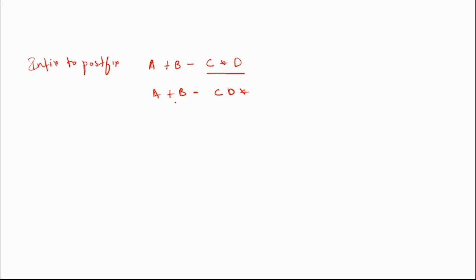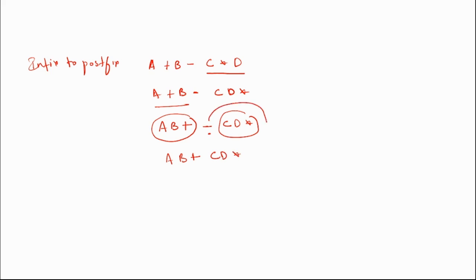So here we need to solve first a plus b, correct? A plus b. Therefore here a b plus, this becomes ab plus minus c d star. Now this will become our operand 1, this will become our operand 2, and this will become your operator. Now here this is very simple, ab plus cd star, and minus will come to the right of operand 2, that is minus here. So this is your postfix expression. So quickly doing it using stack, I'll just write down here input, stack, and output, right?